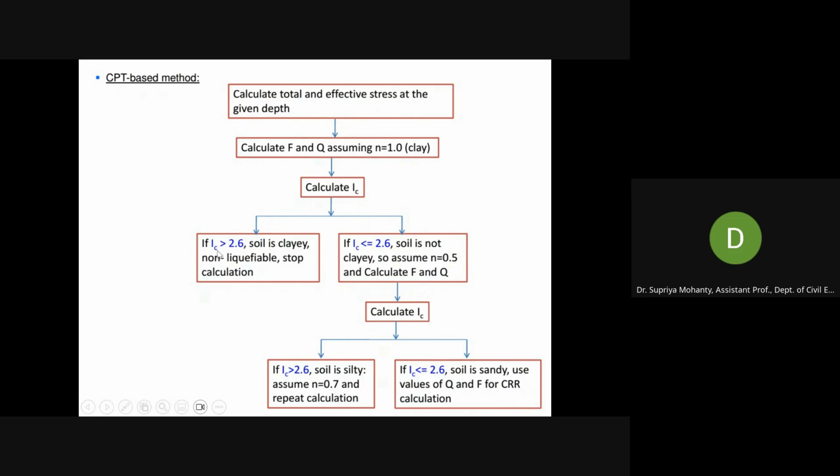If it is greater than 2.6, that means the soil is clay. So clay soil is non-liquefiable because it will have a cohesion term. Non-liquefiable means no need to go for further calculation. You can stop there. You can say this particular soil will not fail due to liquefaction. It may fail due to other reasons, but not due to soil liquefaction. If it is less than 2.6, that means the soil is not clay.